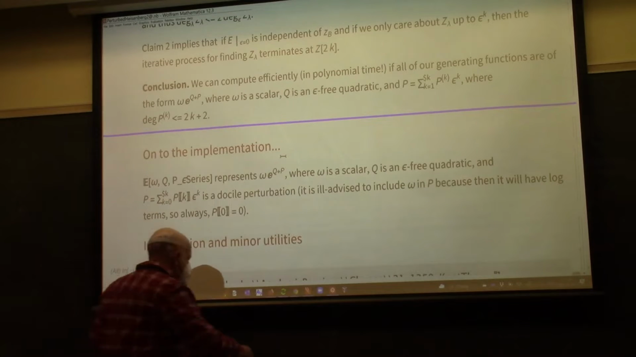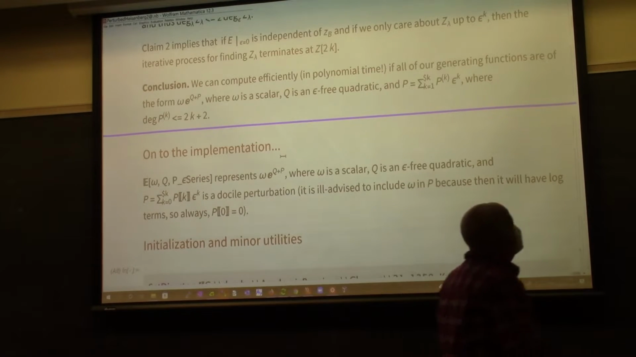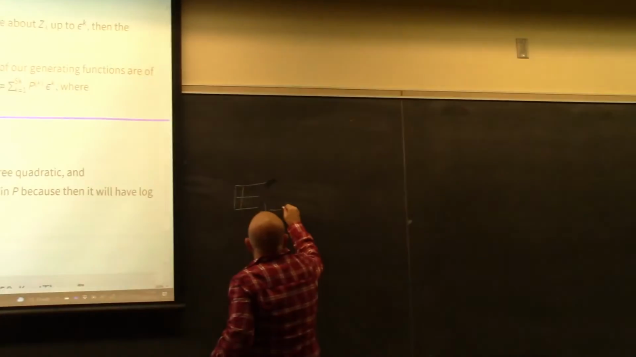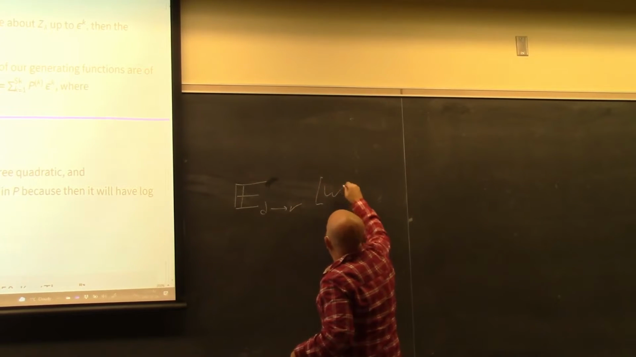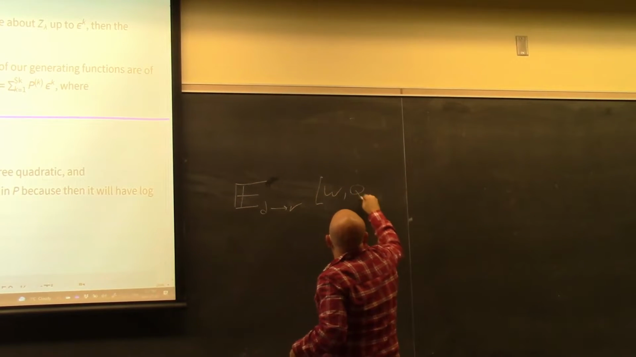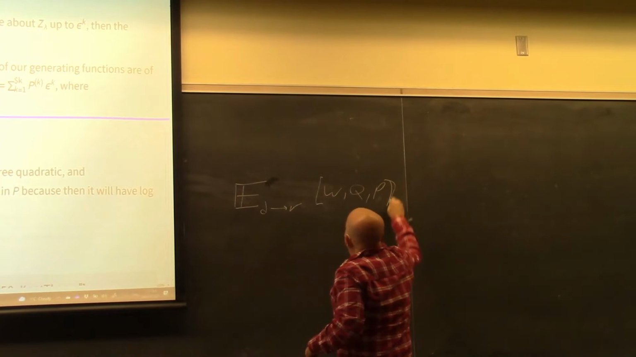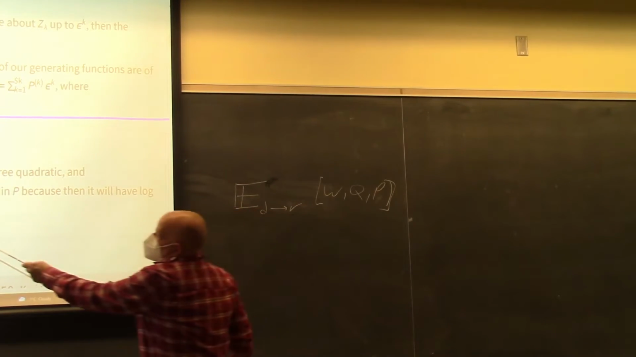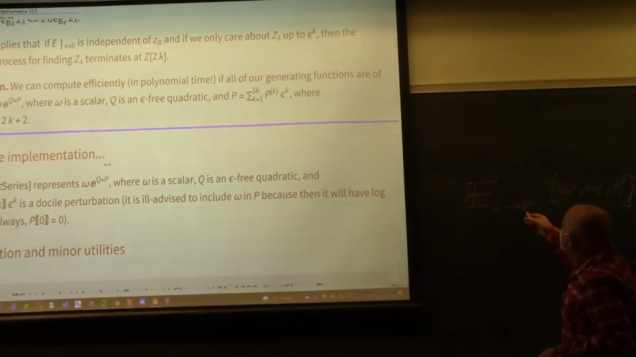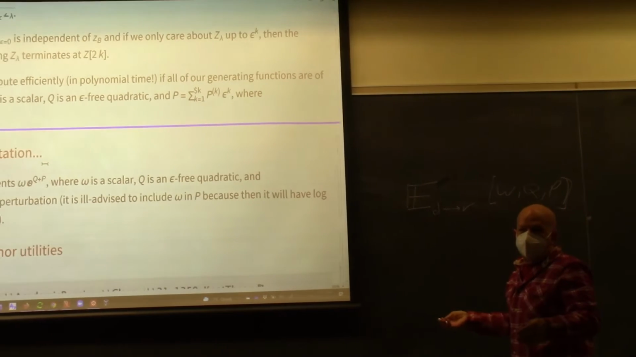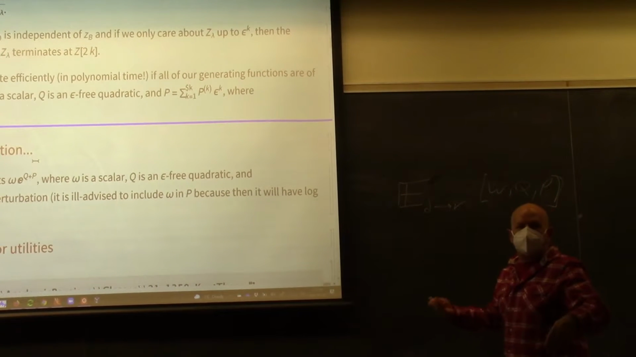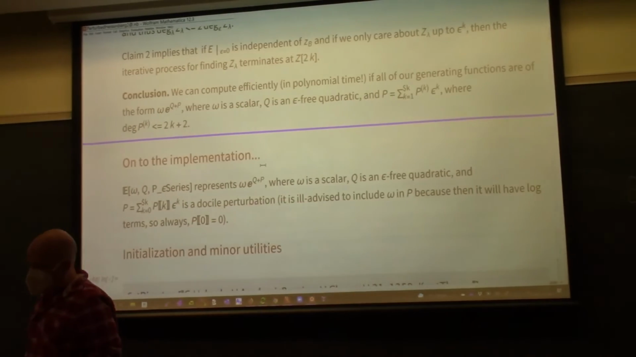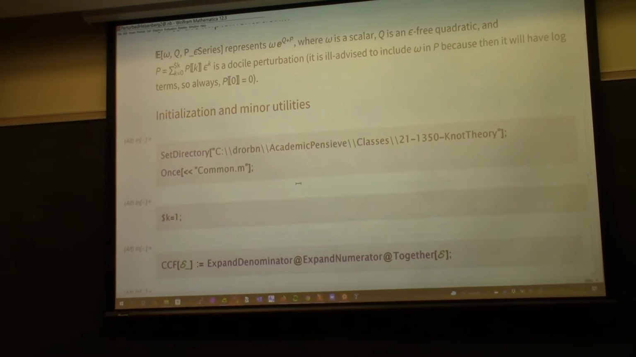And later, by the way, I will also have things of the form E with subscript, domain into range. Without the domain and range, it just represents the function omega e to the q plus p. And with the domain and range, it represents the function, but also tells us what the domain and range are, as morphisms in the category of generating functions. So let's just start running it.